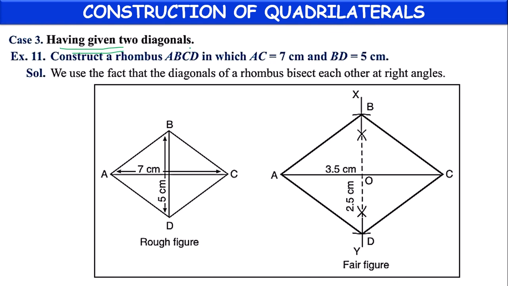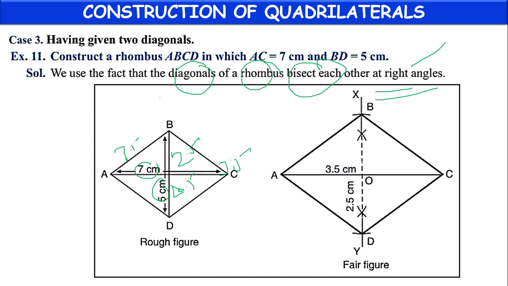Next one, having two diagonals. Construct a rhombus in which AC equals 7 centimeter, BD equals 5 centimeter. Only two diagonals are given. How to draw the rhombus? We know that the diagonals of a rhombus bisect each other at right angles. Means if it is 5 centimeter, because they bisect each other, this will be 2.5, this will be 2.5. If this is 7, this part will be 3.5 and this part will be 3.5.